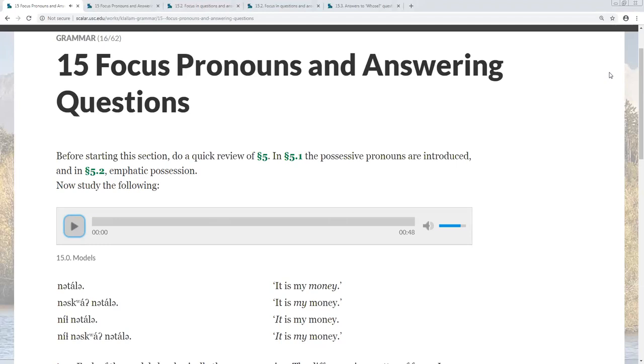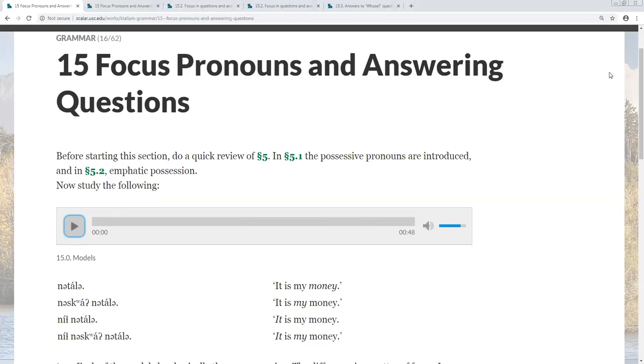So if you look at the models, each of the models have basically the same meaning. The difference is the focus. In English, we indicate focus by stressing the word. And in Klallam, the focus is indicated by putting the word first in the sentence. The first model focuses on money. The second model has the emphatic possession, and focuses on the possession itself, my.